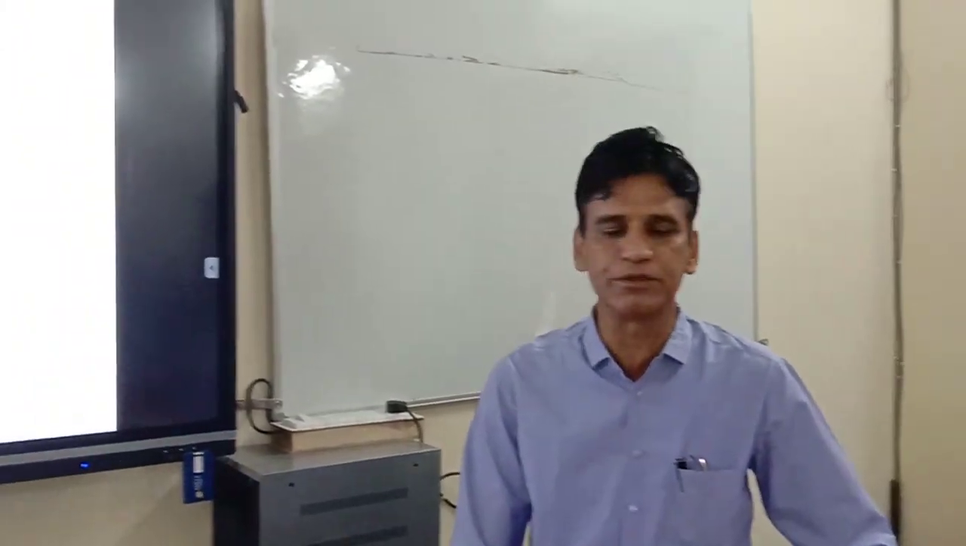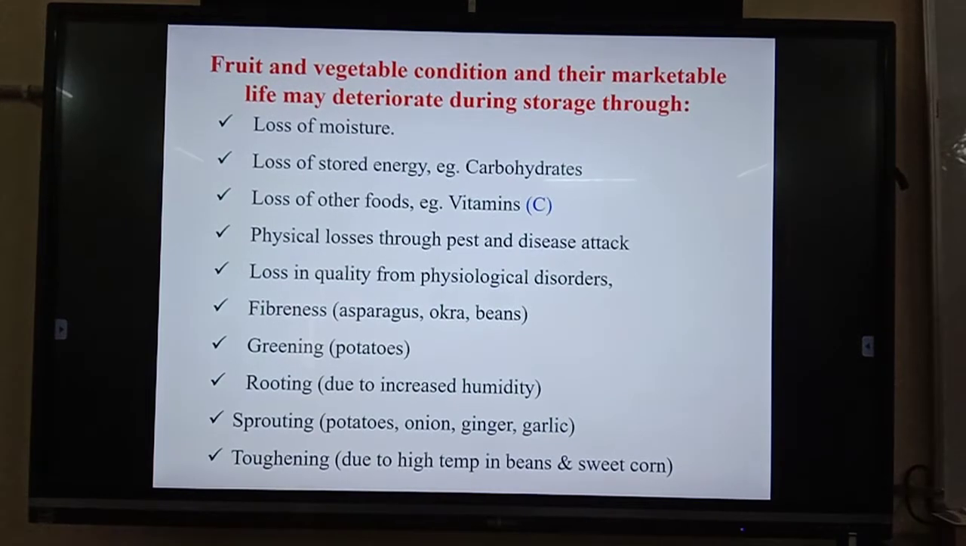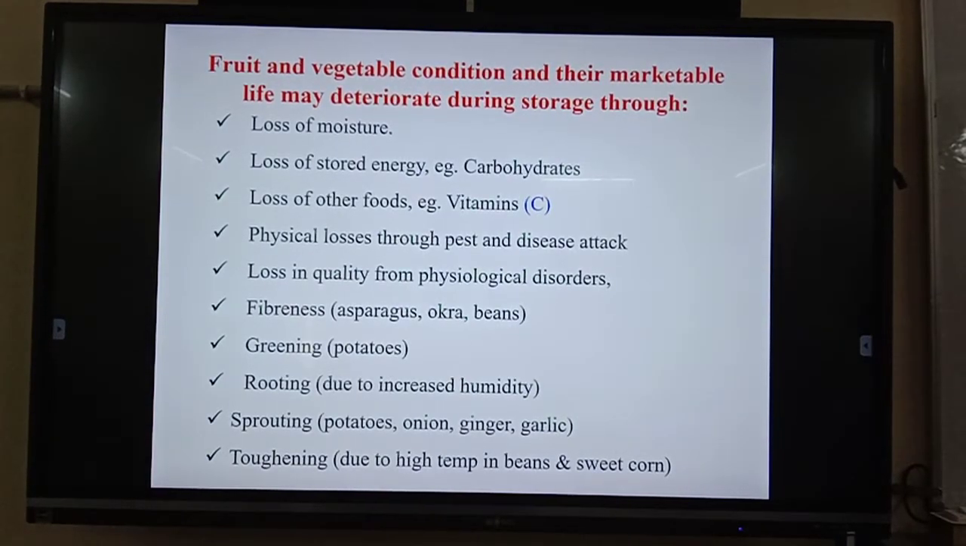Then the loss of stored energy. If there is more respiration, then it will lose more of the stored energy. So we have to keep our produce at low temperature so that we can manage the respiration rate, because at low temperature the respiration rate will be slow, and in that condition the loss of stored energy will also be slow. Then the loss of other food components, especially the vitamin C content.